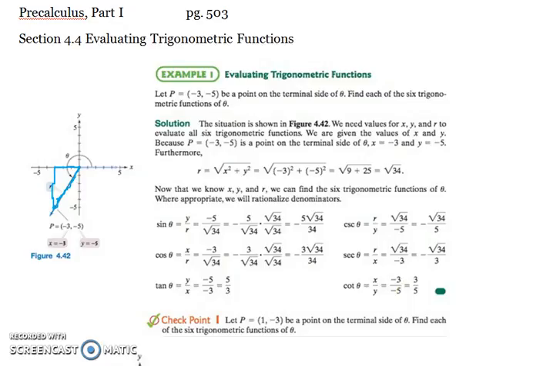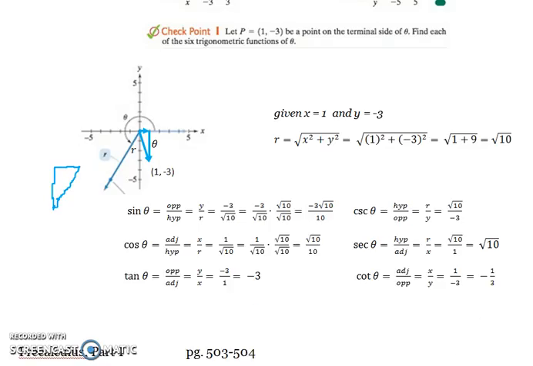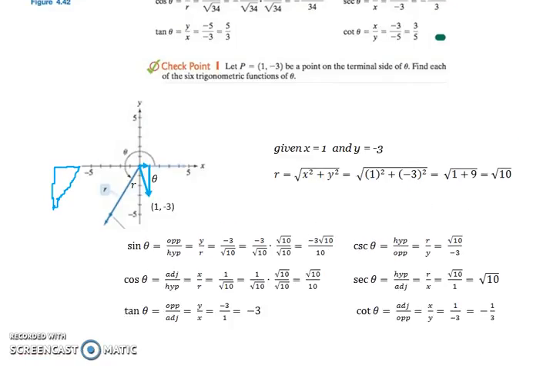Okay, so let's try the checkpoint. For the checkpoint, it gives us the point (1, -3). Let me get rid of this. It followed us.